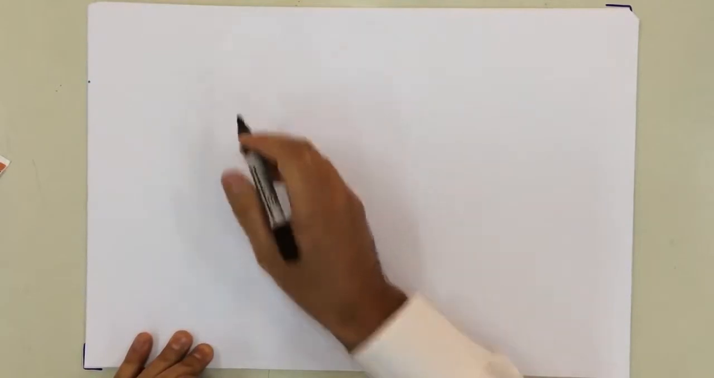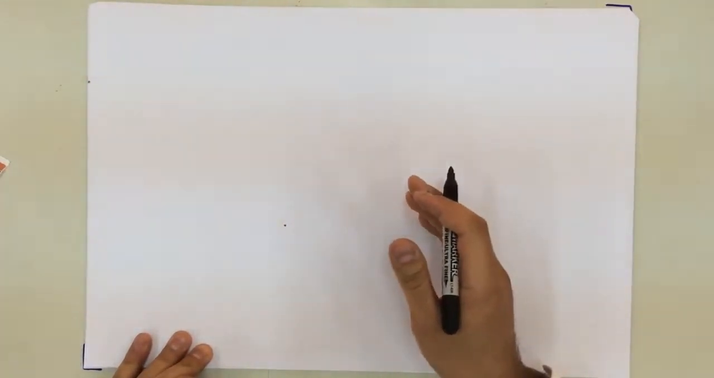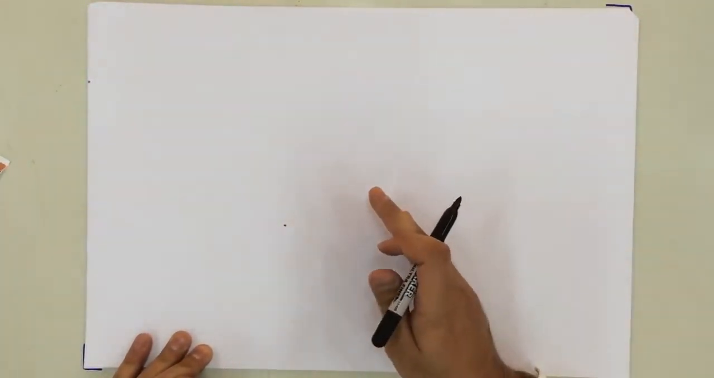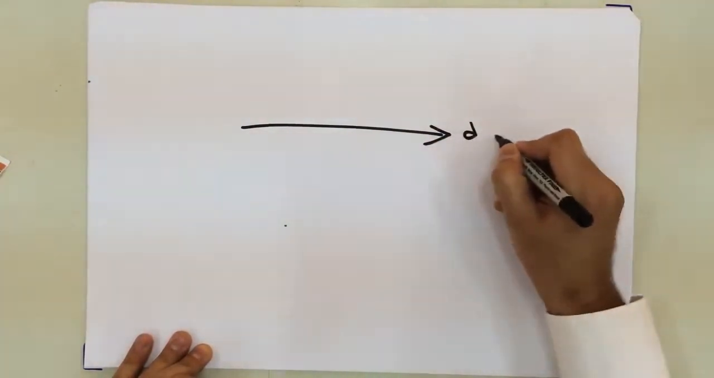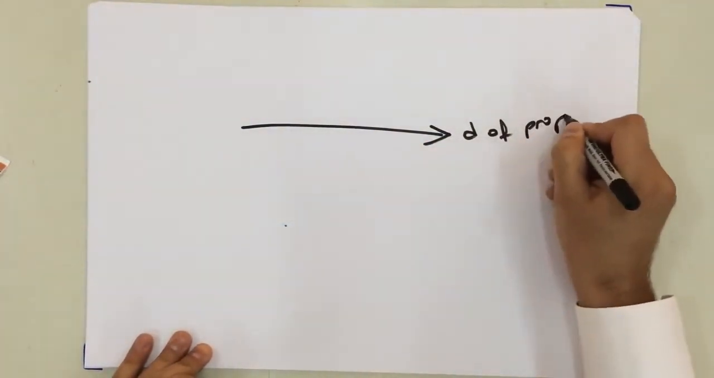The third one, electromagnetic waves are transverse waves. What does it mean? We know that transverse waves are the waves which oscillation is perpendicular to the direction of propagation. For example, let's assume this is direction of propagation.